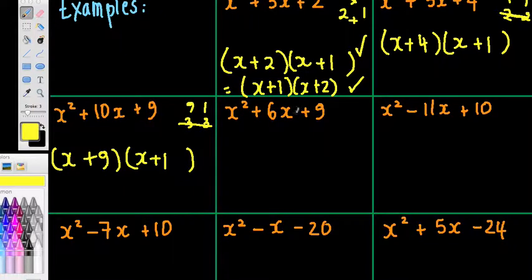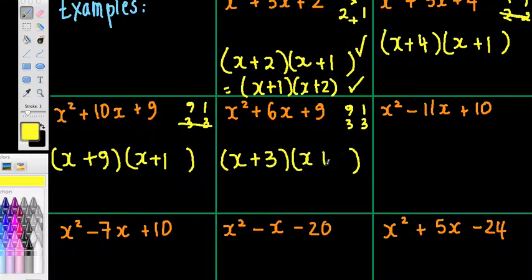Okay, moving along, this one here. So we've got a 9 again. So 9 and 1 is an option, or 3 and 3 is an option. Okay, this one here is a little bit different because now we have a negative here. So this means that the two factors that we choose may have negatives in them.